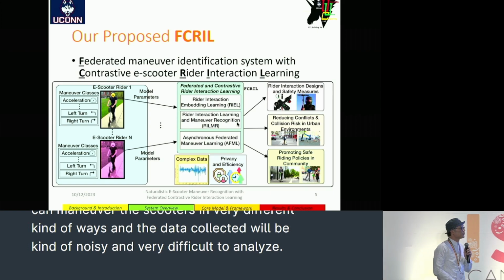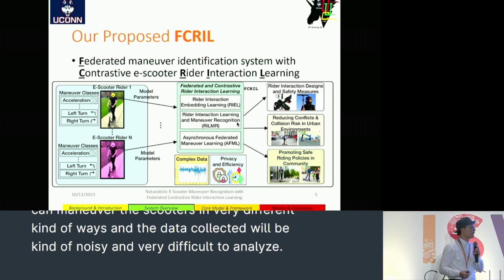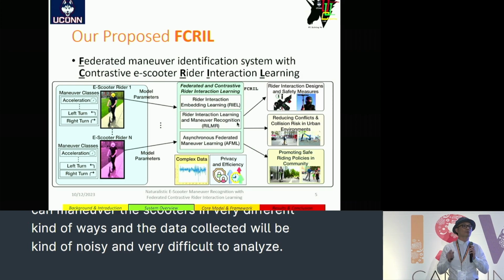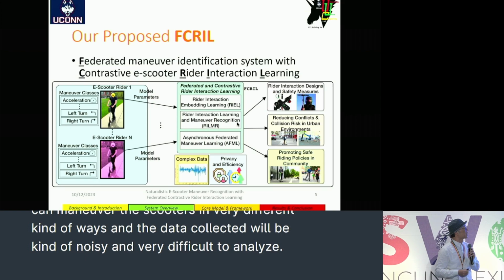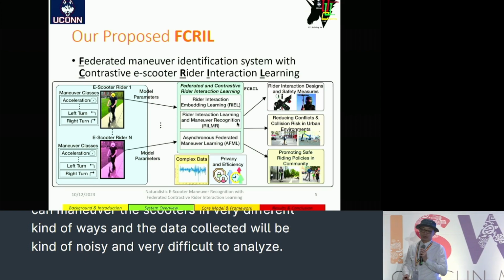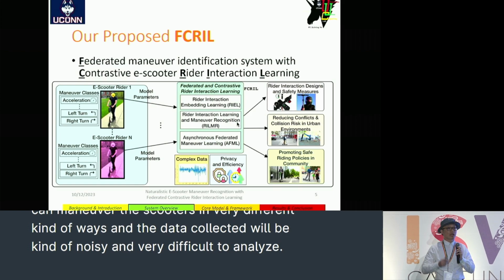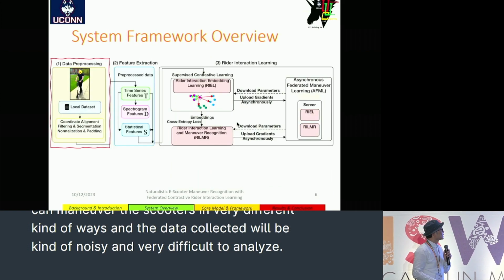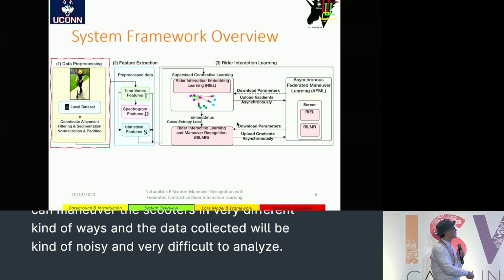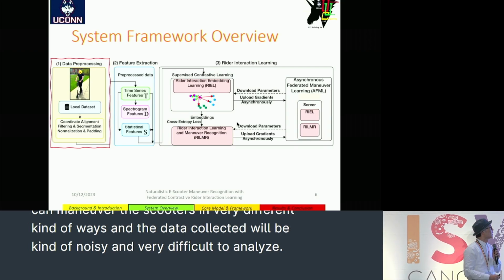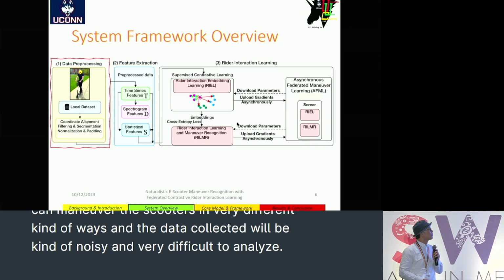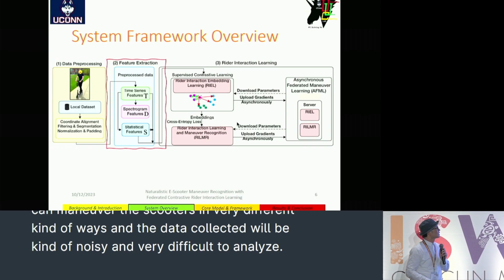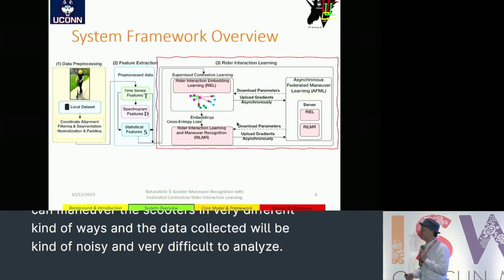This system can potentially enable multiple applications. For example, we would like to improve rider interactions, promoting more safety measures and safe riding practices, and see whether we can reduce conflict and potential collision risks in urban environments. This is the entire framework. We collect the data and perform processing, with the normal pipelines for analyzing and processing those features. Then the rider interactions learning process tries to capture the features of the scooter's patterns.